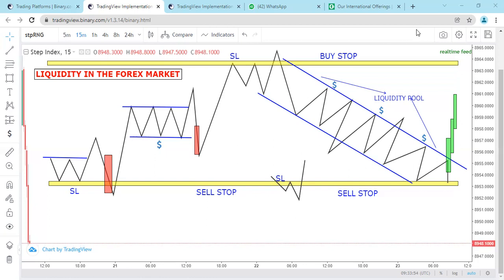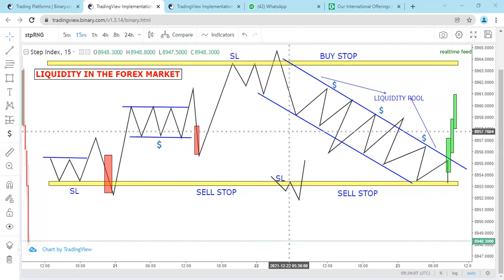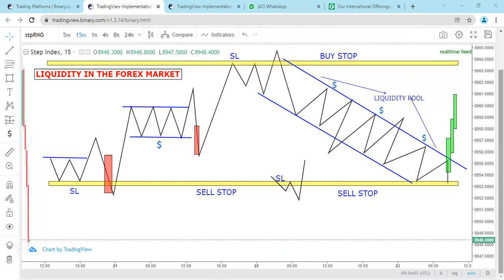So now let's get into it directly. What is liquidity in the forex market? Liquidity in the forex market simply means money.